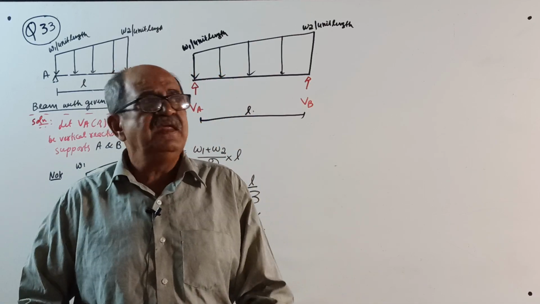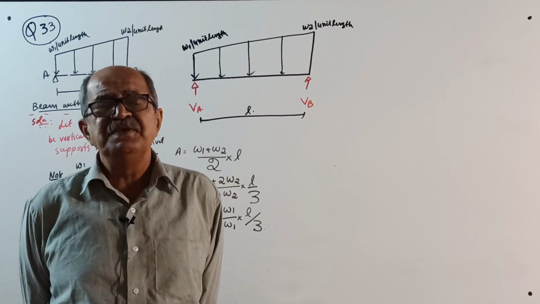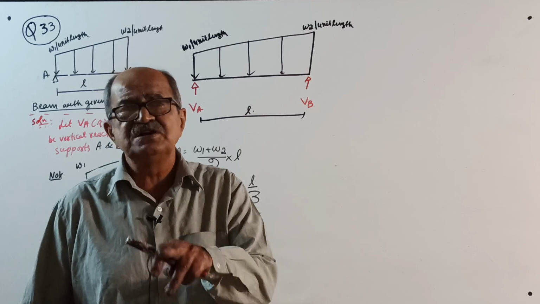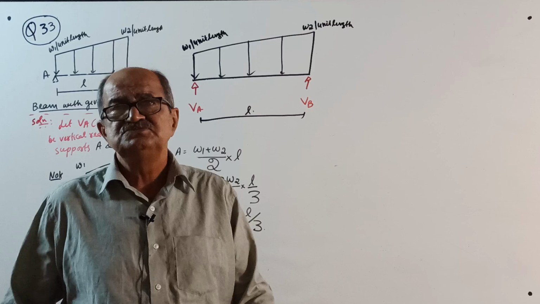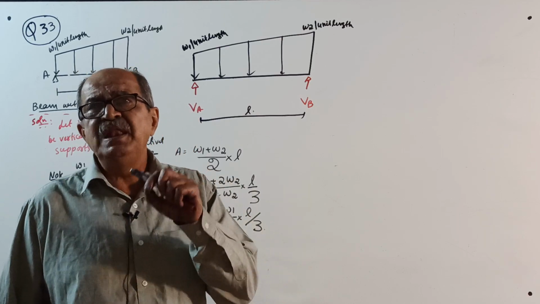Question number 33. You can make a small heading: support reactions for a simply supported beam subjected to uniformly varying load. This is the last part of that one, represented by a trapezium. You write that way. That is, intensity varies from minimum to maximum.